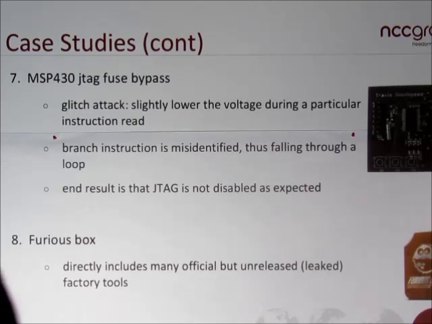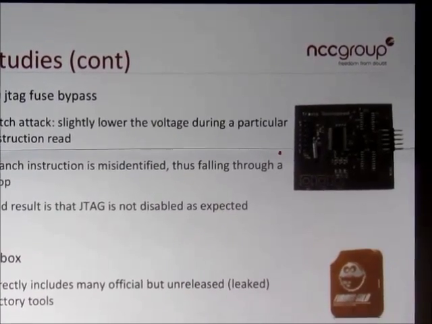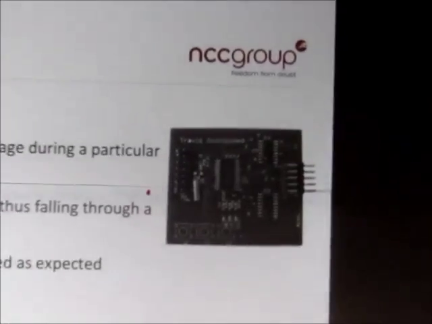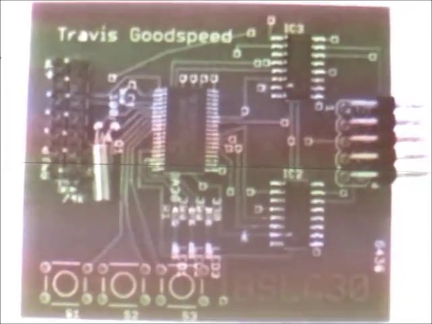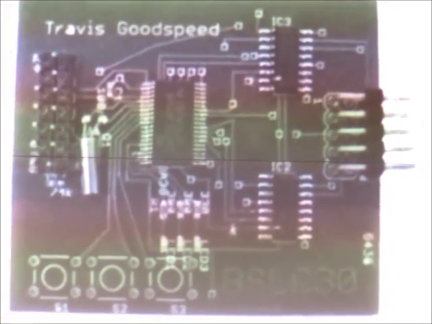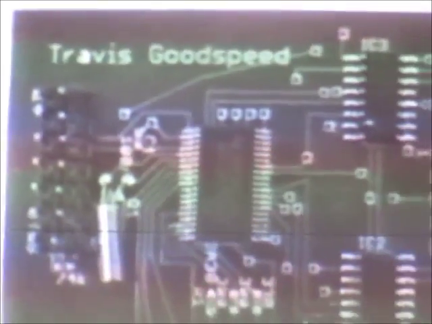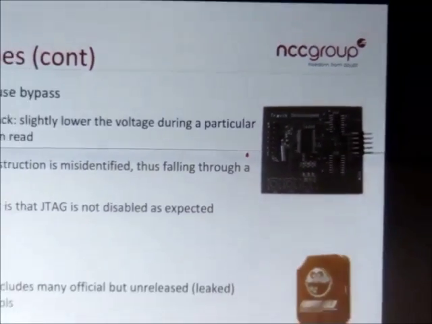MSP430. This is a researcher in the U.S., Travis Goodspeed. He was able to glitch the voltage of the device on boot up. Essentially drop the voltage ever so slightly, not enough to cause it to reboot, but just enough to cause it to misbehave. In this case, a branch instruction was being misidentified. It would fall out of a loop where it wasn't supposed to, and the end result was on JTAG. It was supposed to read a fuse and then disable JTAG. In this case, it would read the fuse, ignore that, and then enable JTAG. So he's able to take an off-the-shelf device, play with the voltage, enable JTAG and get access to whatever you need.